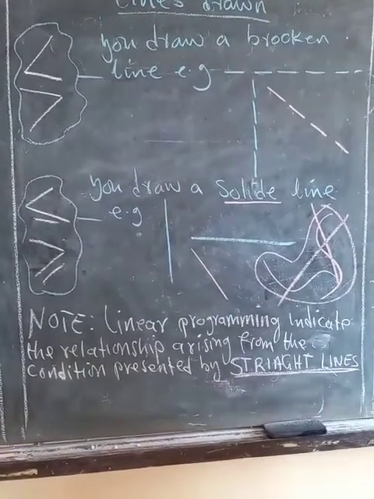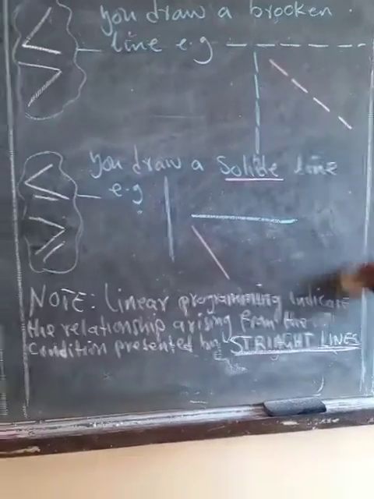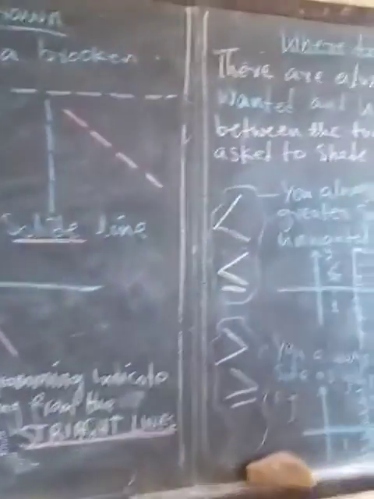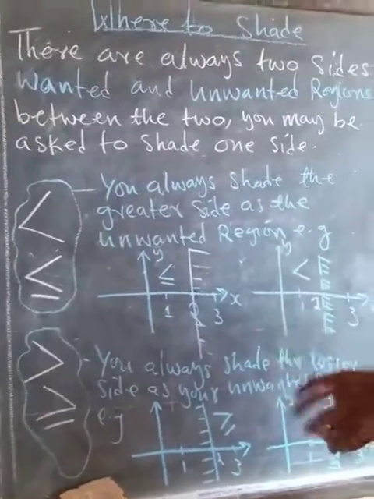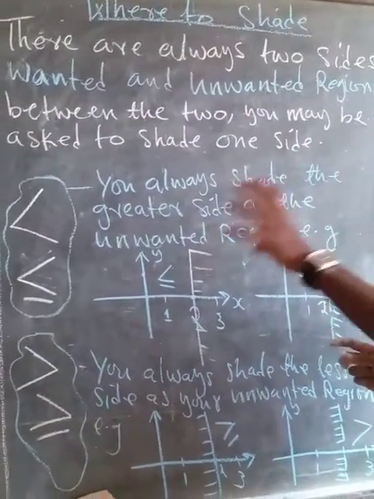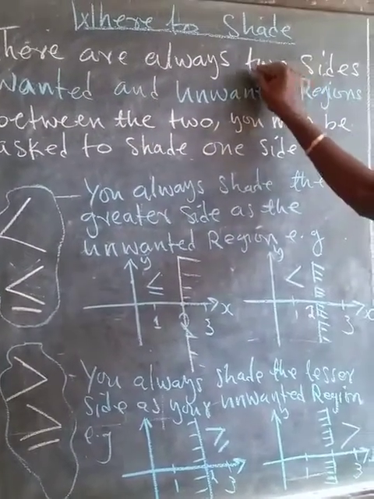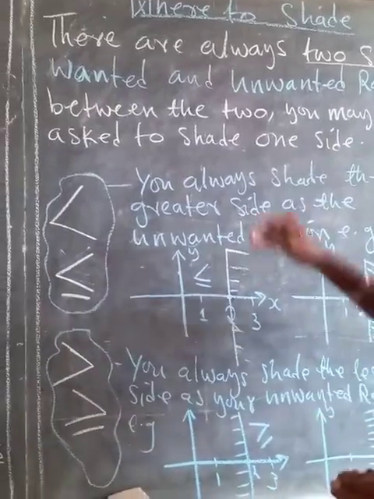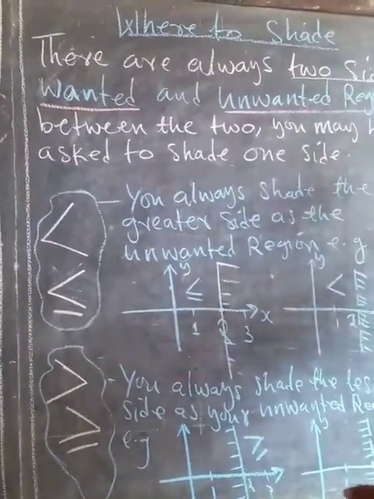That is linear programming. Hence, we continue, we move to the next part, where to shade. Because when you're dealing with linear programming, you always have to know that you are going to be asked a question to shade, to show the wanted and the unwanted region. So there are always 2 sides. There are always 2 sides that you are going to be asked to shade, either of them. Wanted region or unwanted region.